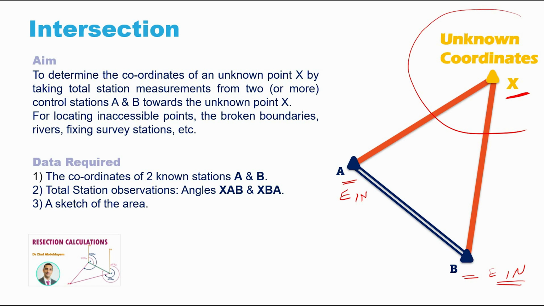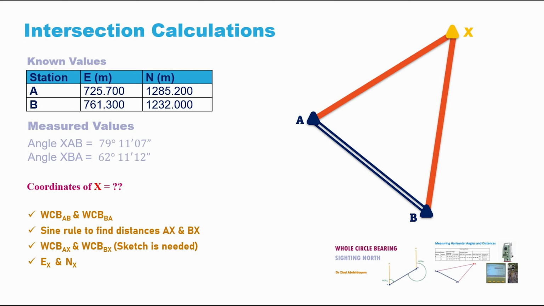To do the intersection calculations, guys, we need to do some observations using a total station. The observations are very simply measuring two horizontal angles, angle A and angle B, using the total station. And we know the coordinates of these two known stations. We will use them in the calculations. This is very simply the required data, just measuring two horizontal angles A and B. So as usual, guys, let's start by using a numerical example. This will help us a lot in understanding the whole procedure and the whole process.